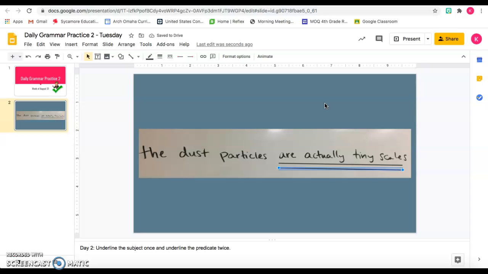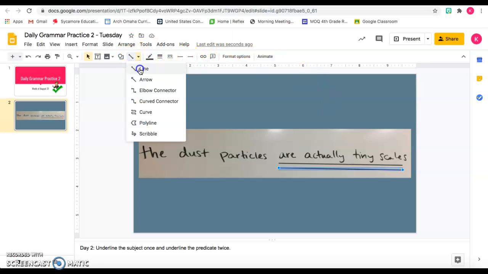I don't want to say the word doing or the verb it is the action it is doing, because in this case, if we recall from yesterday, are is not an action verb. It is a linking verb. So what actually are tiny scales? We can ask ourselves that question in order to discern or figure out our subject. Well, what are actually tiny scales? Well, the dust particles are the tiny scales.